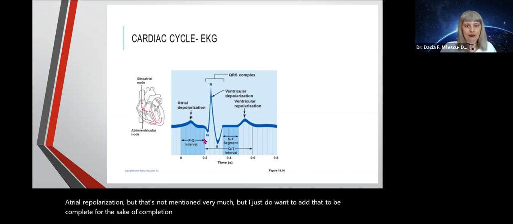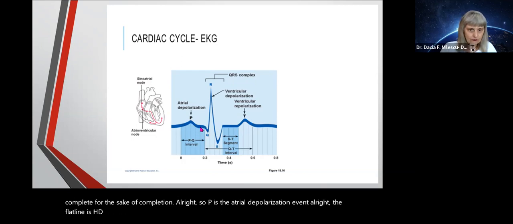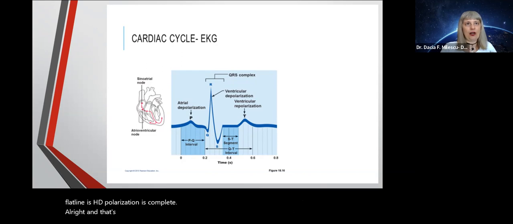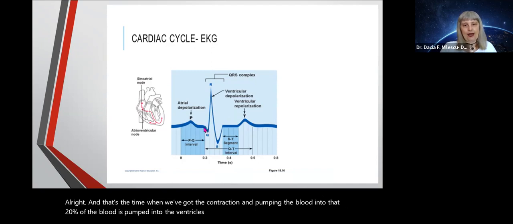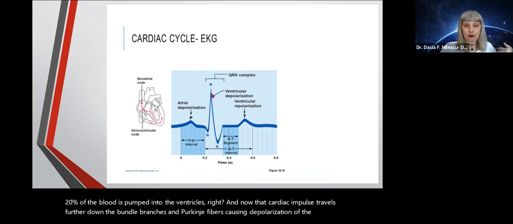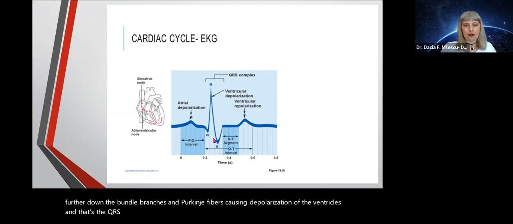All right, so P is the atrial depolarization event. The flat line is when atrial depolarization is complete. That's the time when we've got the contraction and pumping of that 20% of the blood into the ventricles, right? And now that cardiac impulse travels further down the bundle branches and Purkinje fibers, causing depolarization of the ventricles, and that's the QRS. That leads to ventricular contraction. And when depolarization is complete, this is the ST segment.